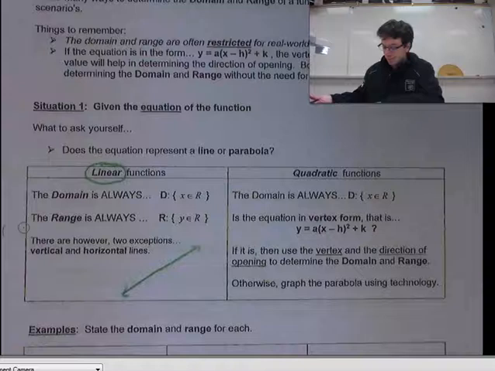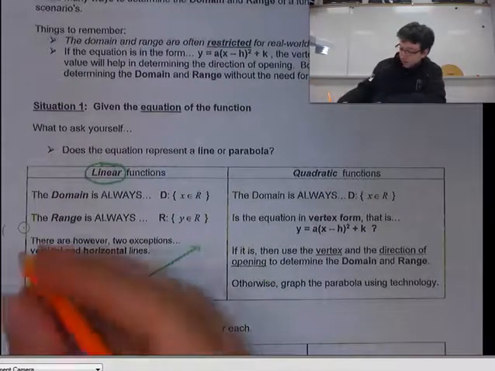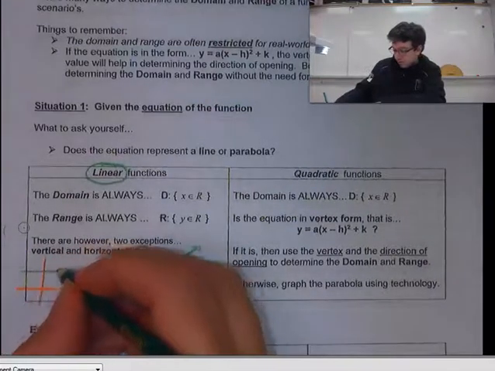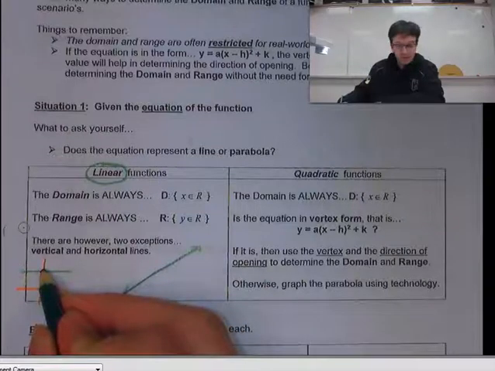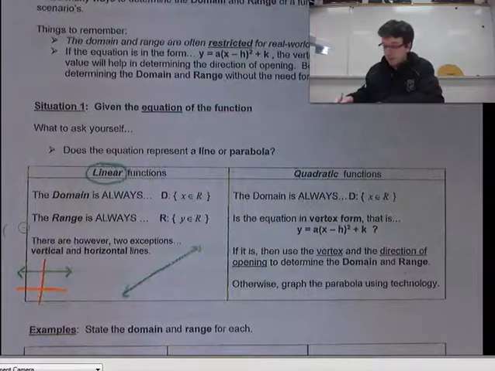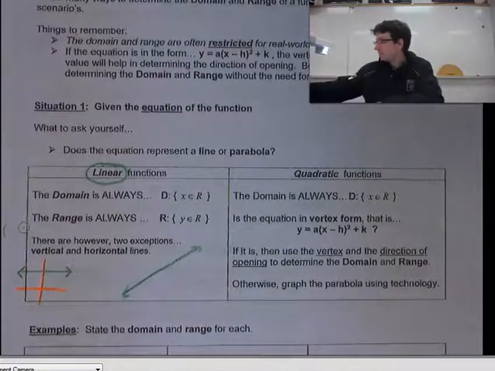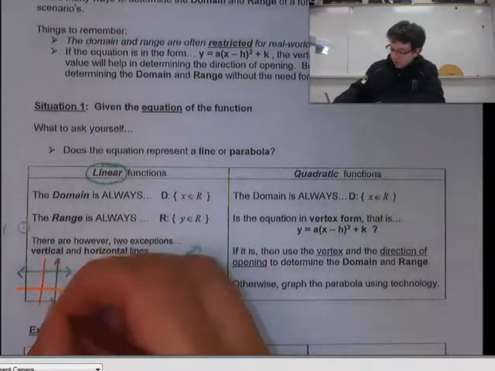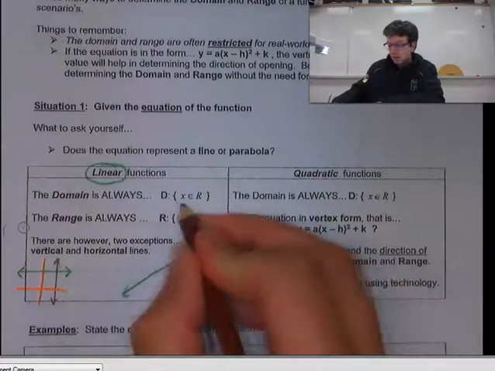There are some exceptions though. For example, say you had a horizontal line. That horizontal line only has one y value. It goes everywhere to the left in x and everywhere to the right in x, but only one y value. So in that case, it wouldn't exist for all. Similarly, if you had a vertical line, same idea, right? That vertical line only has the one x value, not all.